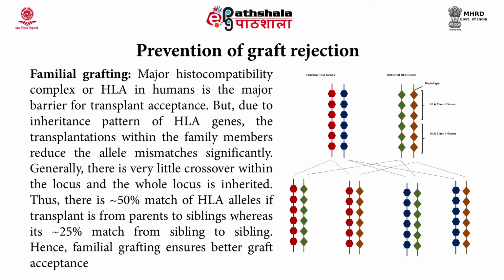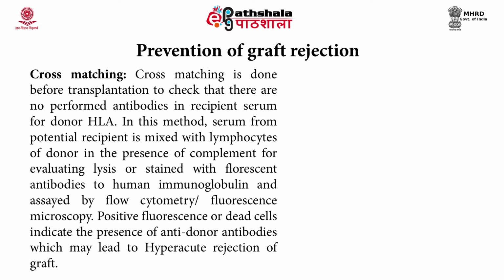Generally, there is very little crossover within the locus and the whole locus is inherited. Thus, there is a 50% match of HLA alleles of a transplant if it is from parents to siblings, whereas it is a 25% match from sibling to sibling transplant. Hence, familial grafting ensures better graft acceptance. Another mechanism is cross matching.